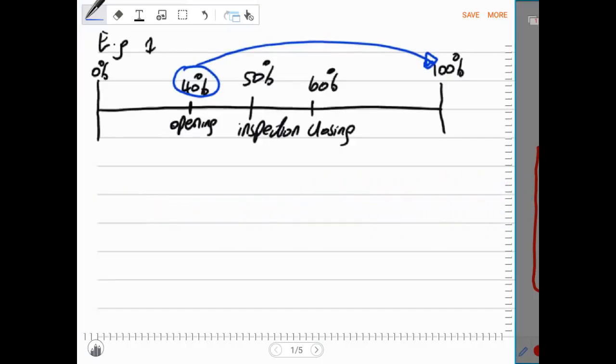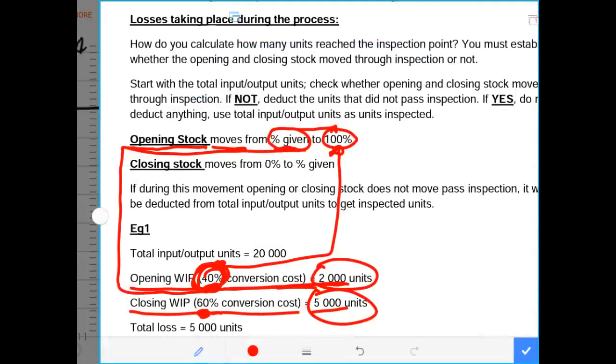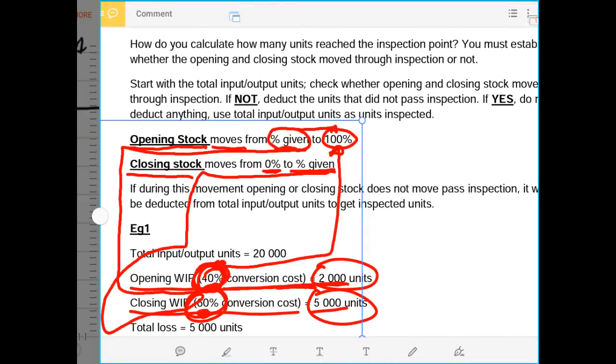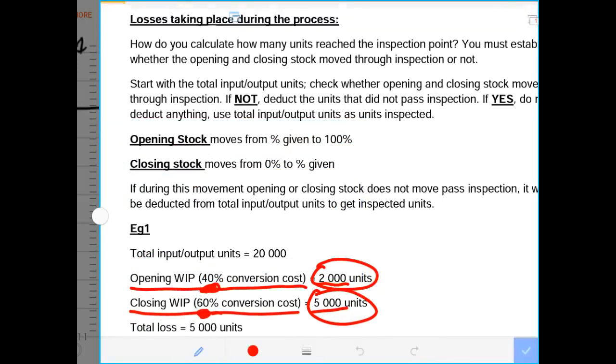However, they told us that closing stock moves from 0% up to a given percentage. What is the given percentage? Here is the given percentage of the closing stock. The given percentage of closing stock is 60%. It is given unto us. That we cannot argue. It is given. Now they say it moved from 0 to a given percentage. So now, meaning it will move from 0 up to a given percentage.